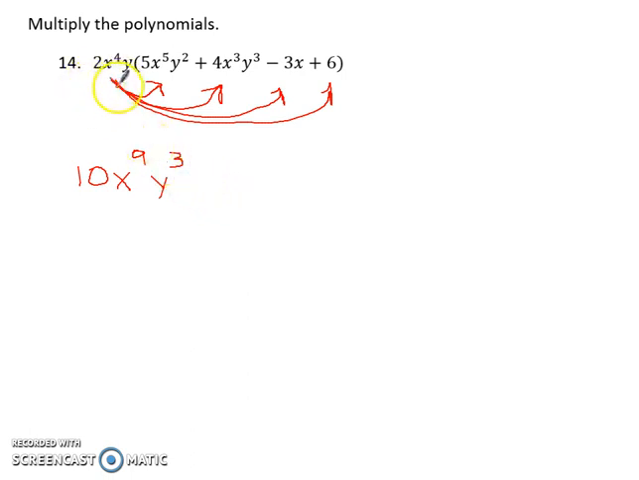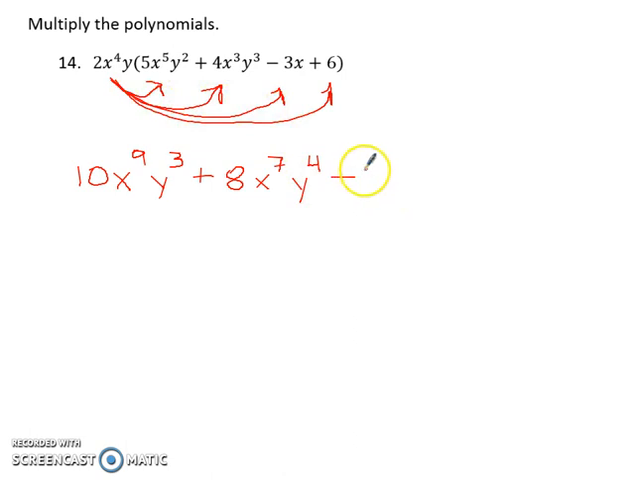Multiplying again, we have a 2x to the fourth y times 4x to the third y to the third. Multiply the coefficients. It gives us an 8. 2 times 4 is 8. X to the fourth times x to the third. We have the same base multiplied, so therefore we add the exponents together. Y to the first times y to the third. Multiply, same base, add exponents. All right, so our next one, we have a negative 3x times 2x to the fourth y.